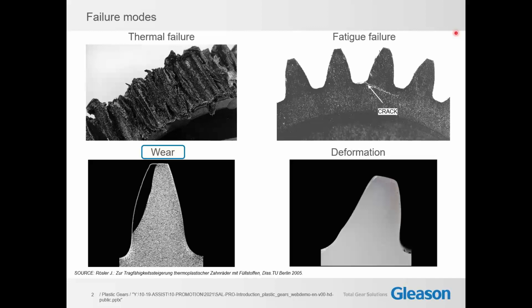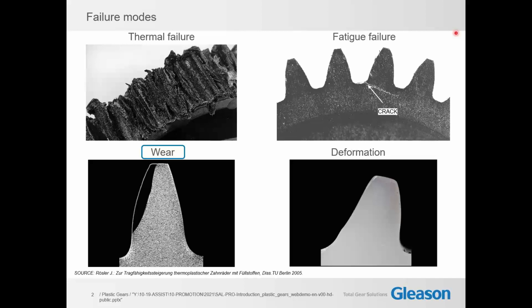In the top left corner, you see what happens if there's too much friction. For example, if there's no lubricant and a lot of power being transmitted, then it may happen that due to the friction between the mating flanks that are in direct contact, the teeth heat up and eventually fail as a thermal failure. In particular for thermoplastics, they simply melt.